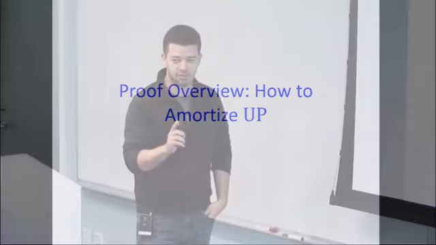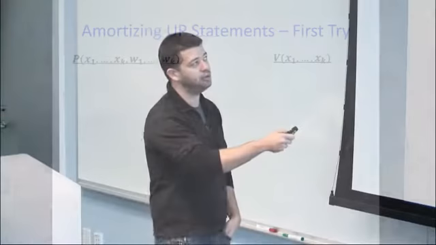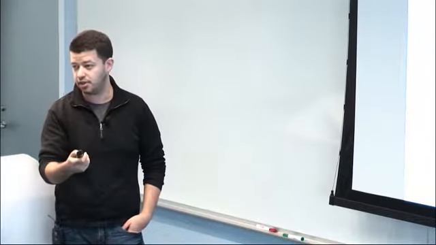Okay. I started late, right? So I have a little bit more. Okay. So how do we amortize these UP statements? Let's try the most naive thing. Again, the setting is that the verifier has k instances. The prover has the k instances and the k corresponding unique witnesses.